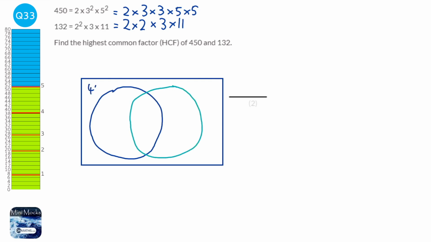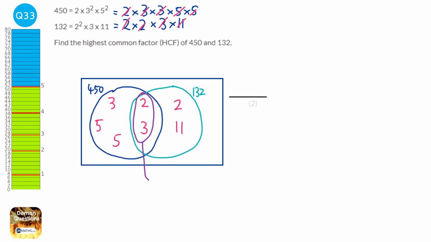Okay, so on the left hand side we have the 450, on the right hand side we have the 132. So we'll start with the 450 and the numbers. So actually looking at the factors at the top, the prime factors, we can see they both have a 2 in them, so I cross them both out and put 2 in the middle. We can see they both have a 3 in them, so cross those 3's out and put a 3 in the middle. And then 450 has a 3, a 5 and a 5, and 132 has the 2 and the 11. So to find the highest common factor, as I said, you multiply all the numbers that are in the middle, and so the highest common factor will be 6.